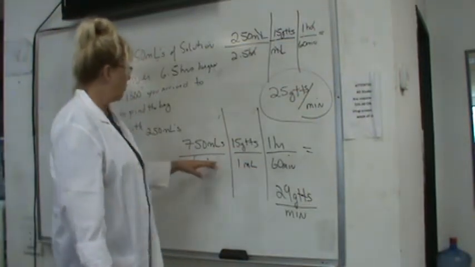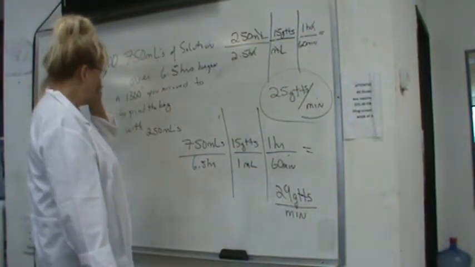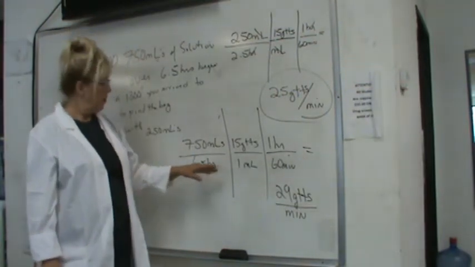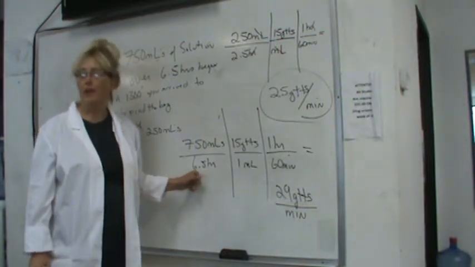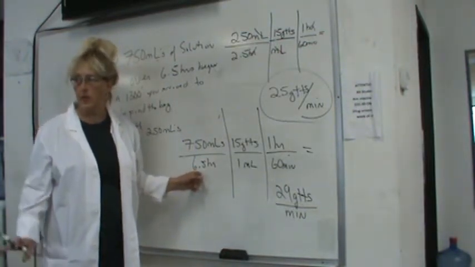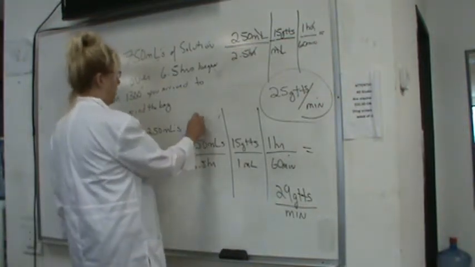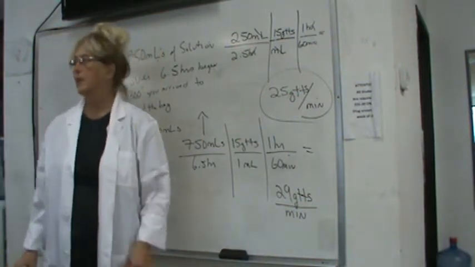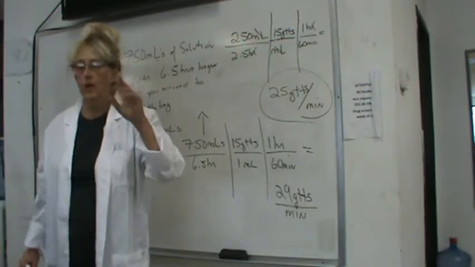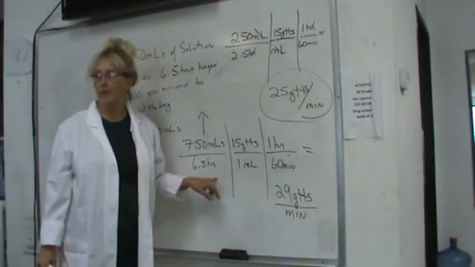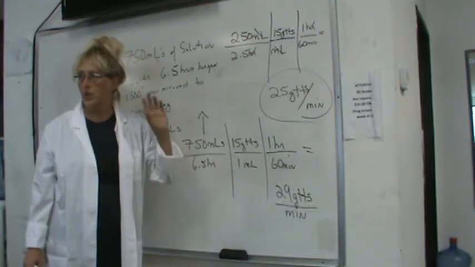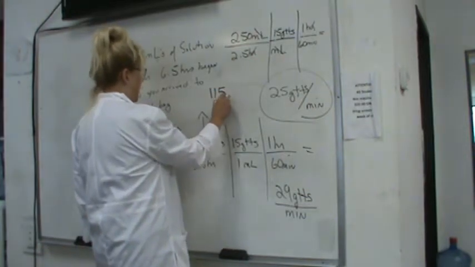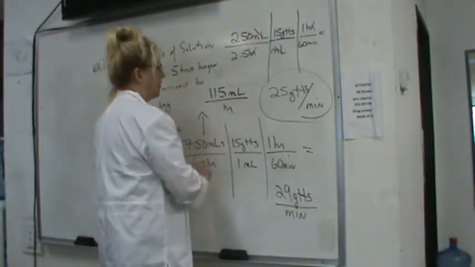So what we did here was, the question is, do me a favor, what's 750 divided by 6.5? Just give me that answer. I want to show you something. Shout it out to me. 115. So we're going at 115 mLs per hour, right?